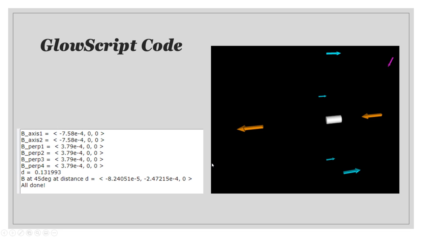So here are our results. If you notice, the B at 45 degrees at distance D produces a magnitude that we predicted, or close enough to what we predicted, so our model is as accurate as possible, which is good.